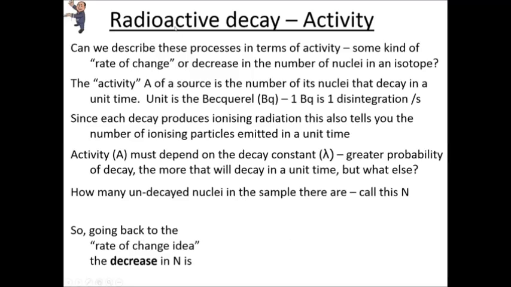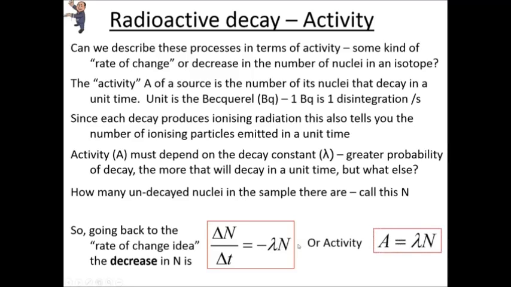So again, at the start of this screen, we said this is some kind of rate of change. So mathematically, delta N over delta t, or the rate of change of N, is going to be equal to lambda, which is the decay constant, multiplied by big N, which is the number of undecayed in the sample. And my minus sign here is showing us that it's going to be a decrease. So delta N over delta t is going to be equal to minus lambda N. That's on the formula sheet, and also this is on the formula sheet, which is really the same formula. We've replaced delta N over delta t with big A for activity, and we've lost the negative sign because this is now an activity rather than a decrease, and we're just going to say that activity is equal to lambda N.